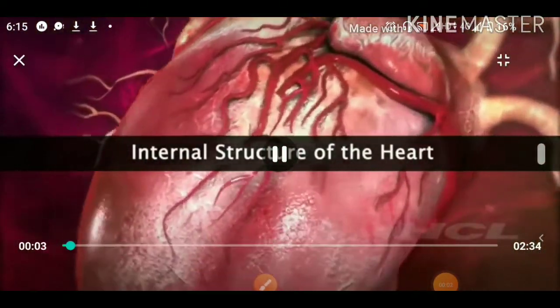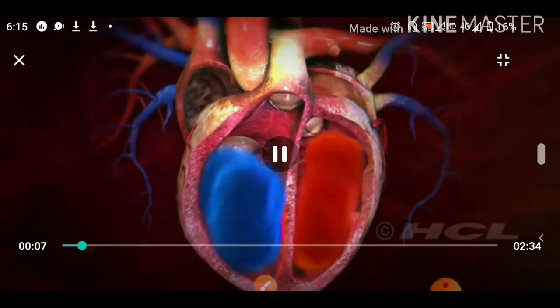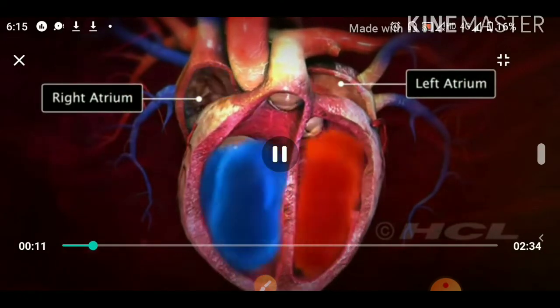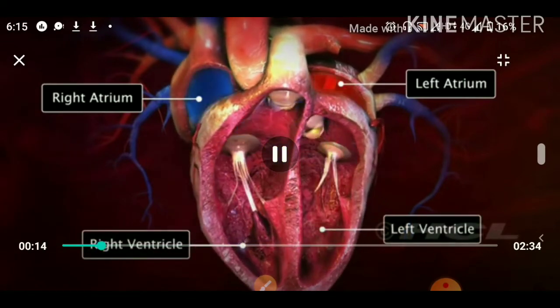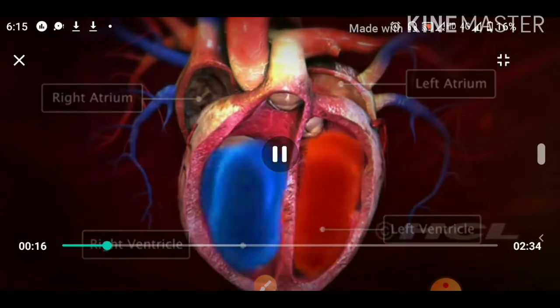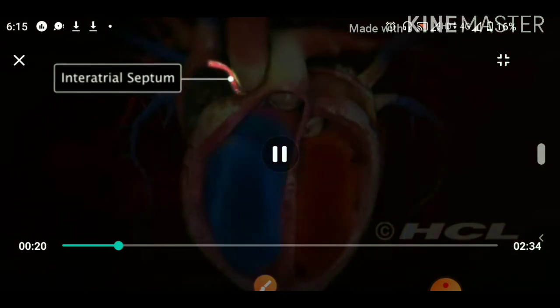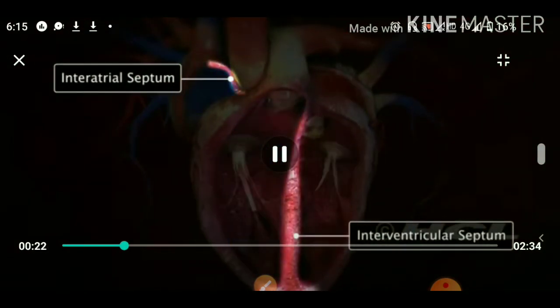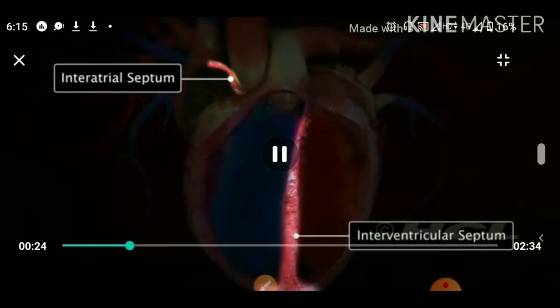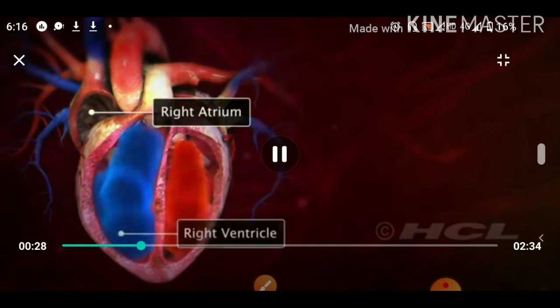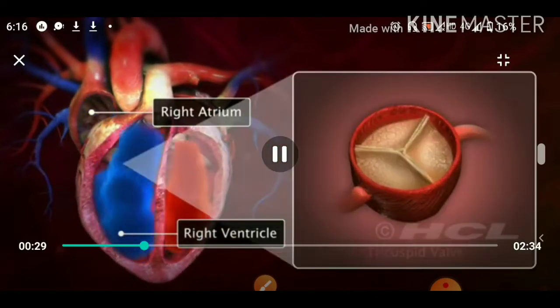This is another view of human heart. Now the blue color blood is deoxygenated blood and the red is oxygenated blood. I hope four chambers are clear. Interatrial septum, which separates two auricles, and this separates right auricle and right ventricle.